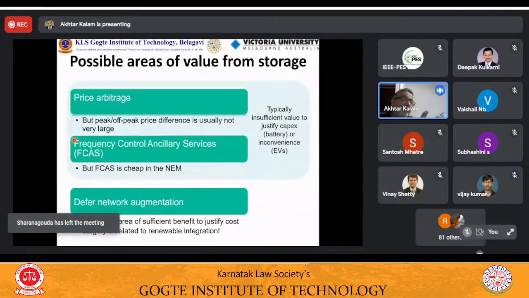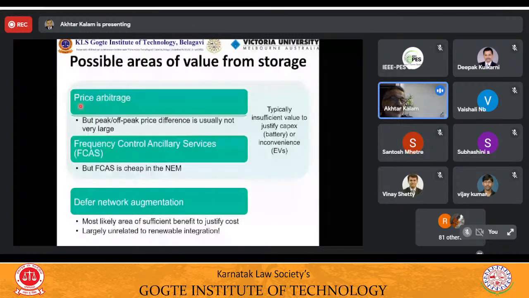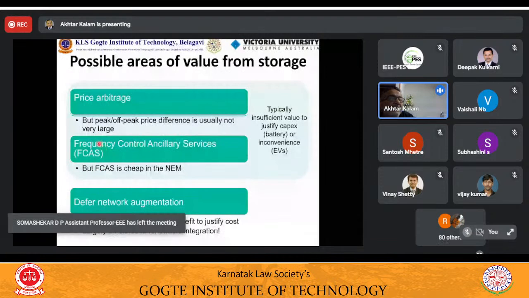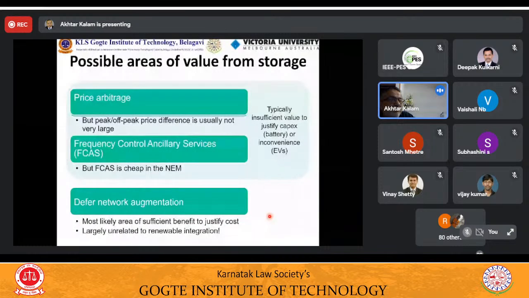The price arbitrage is the difference between the peak and the off-peak, and that is not very large. Okay? That's not very large. But this is going to be an important thing. But remember, as I told you, it's controlled by the market operator. For us, it is the National Electricity Market, that is our operator, the energy market operator. They will make sure that your system operates at 50 hertz. Now, you can defer the network augmentation, the most likely area of sufficient benefit to justify cost, and this is largely unrelated to renewable integration.